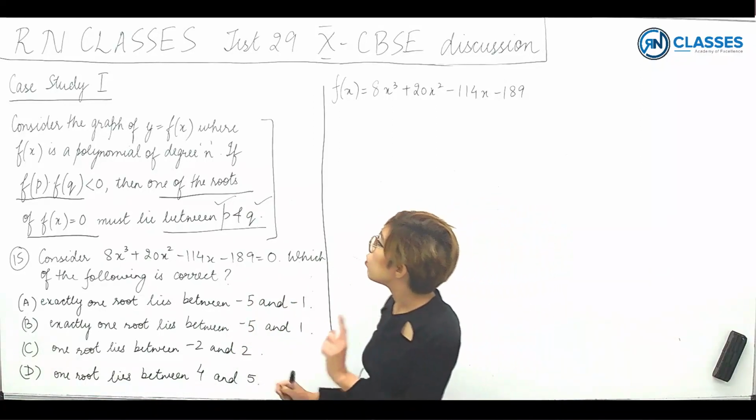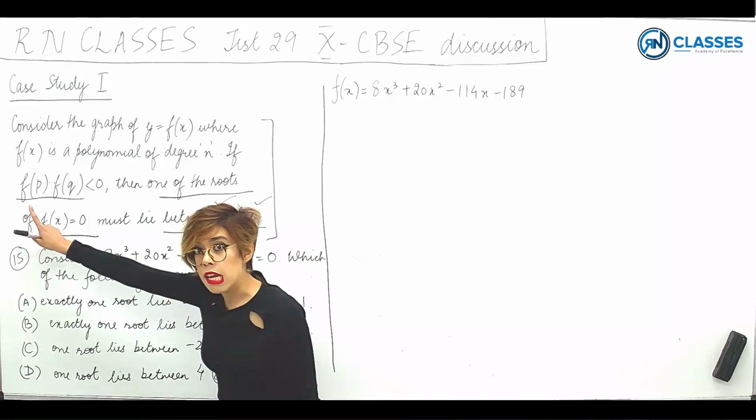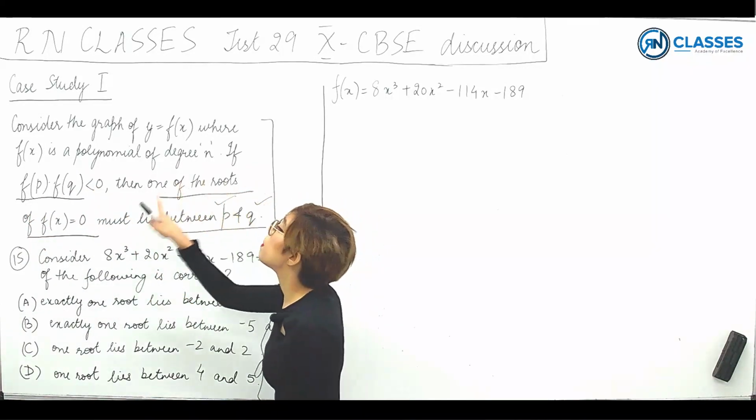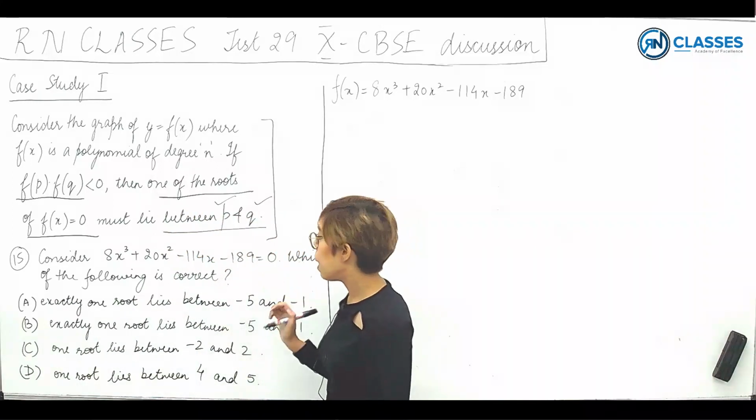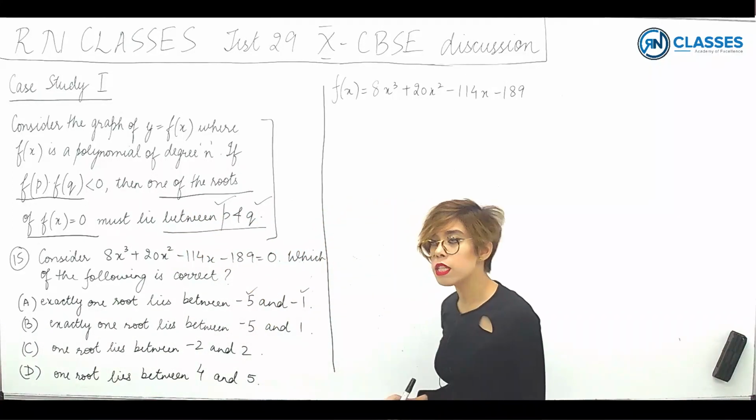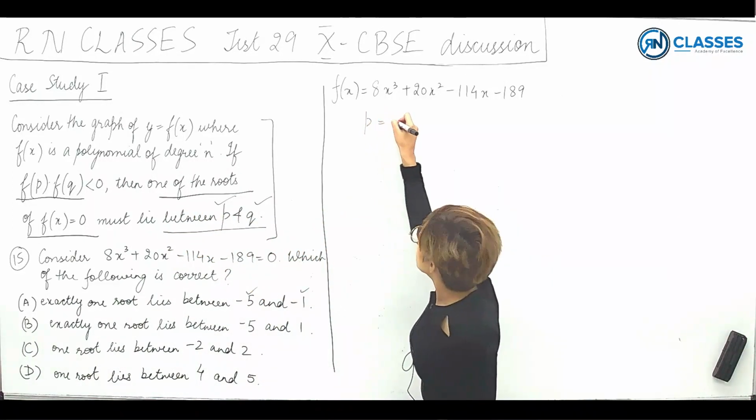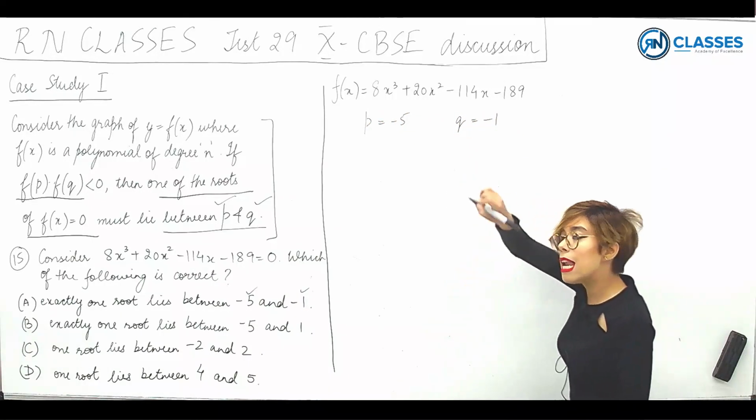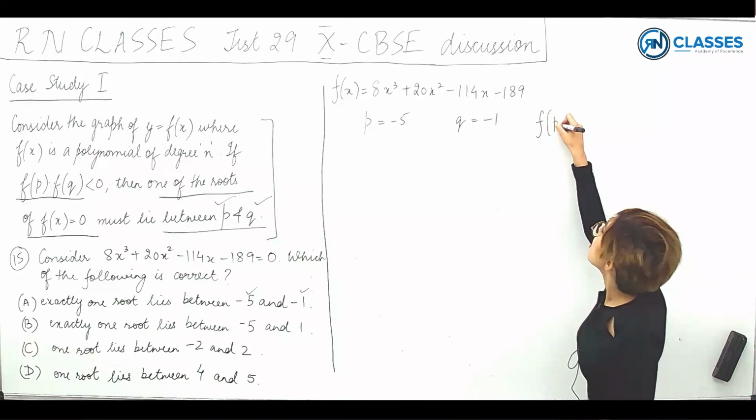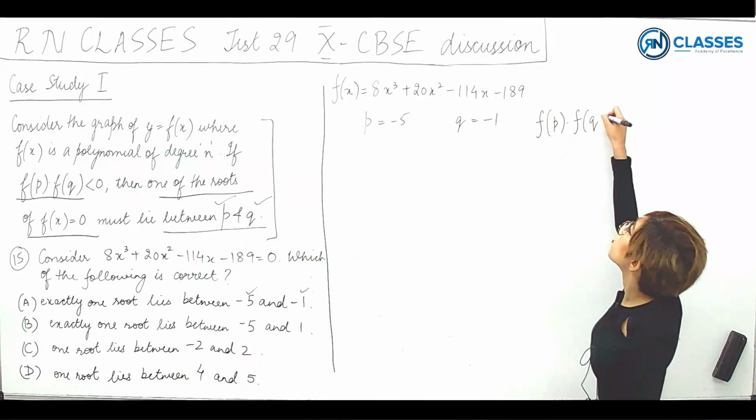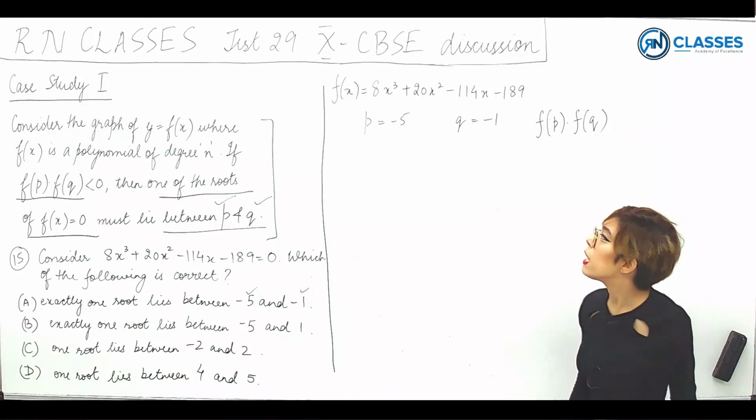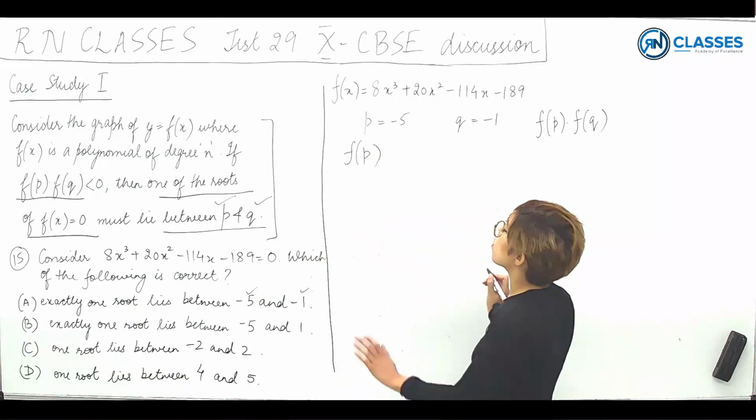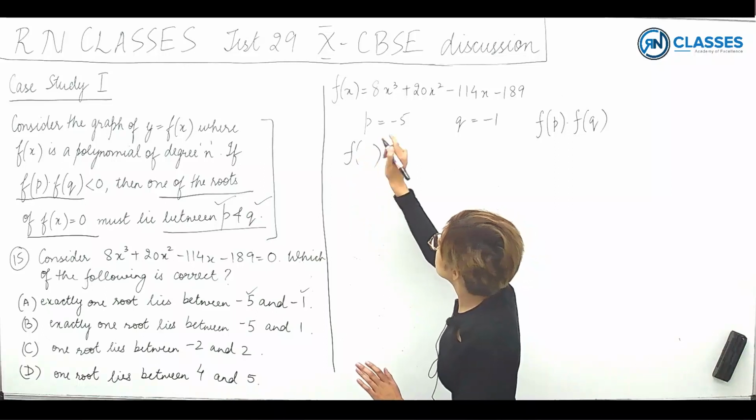Right? Now we know that if f of p into f of q is less than 0, then one of the roots must lie between p and q. अब यहाँ पे p and q, right? So let's take p as -5 and let's take q as -1. And let's check the sign of f of p into f of q, whether that is positive or negative. Right? So f of p निकालते हैं सबसे पहले. f of p का सिर्फ साइन चाहिए. So यहाँ पे f of -5 निकालते हैं.